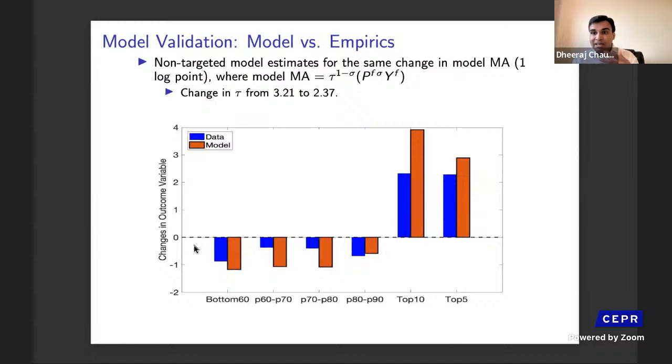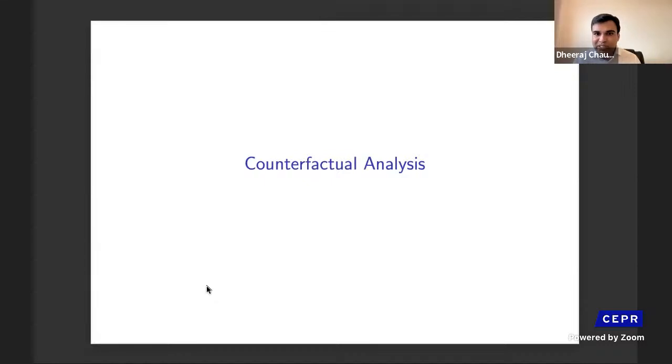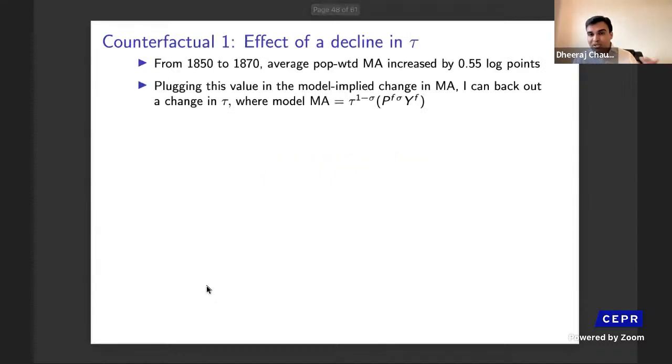And then I run similar regressions in the model. To do that, I back out a change in iceberg trade cost that is consistent with the same 1 log point increase in model market access. And I find that for the same amount of shock, the model does reasonably well in reproducing these patterns. So this is the model validation exercise. I have 5 minutes. Let me just quickly show you two counterfactuals. I run two counterfactuals in this paper.